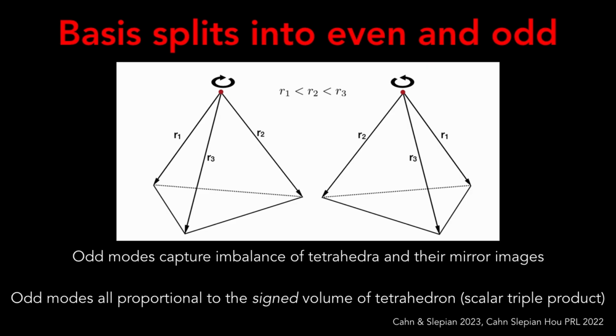So geometrically, the odd modes are all proportional to the signed volume of the tetrahedron. You can calculate what's called the scalar triple product, and that's the lowest lying odd mode, which we call P111, and that is basically proportional to the signed volume of the tetrahedron. This makes sense because we started with the left-hand tetrahedron here, and as we pull R1 through the plane formed by R2 and R3, we're turning the tetrahedron inside out, which corresponds to flipping the sign of the signed volume. So a parity transformation actually flips the sign of the signed volume of a tet, and therefore it makes sense that the odd modes are proportional to that.